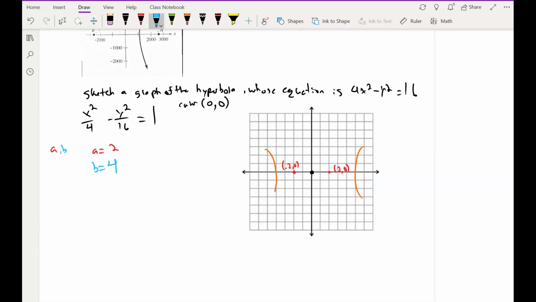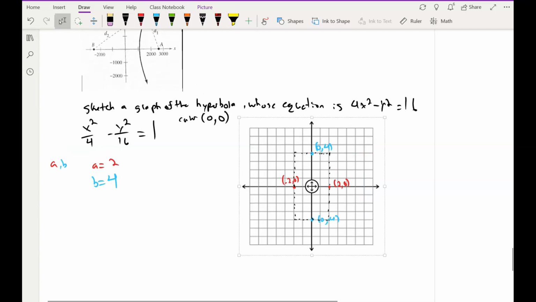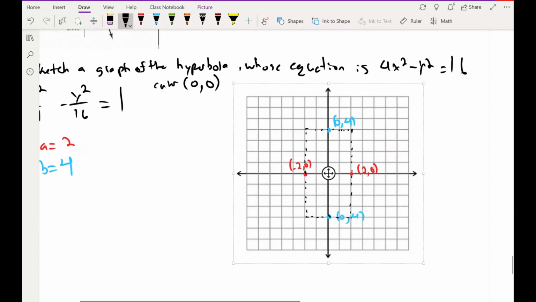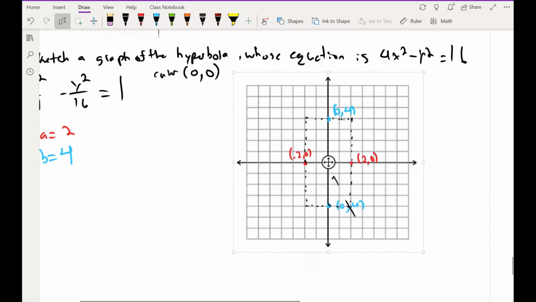Our b value is going to go up, so we go 1, 2, 3, 4 this way, and 4 in the negative direction. That would be 0, negative 4, and 0, positive 4 here. But really, we're just going to sketch our rectangle outline, and then from there we can make our asymptotes. At this point, I'm going to erase our thing there. We don't need to know the explicit equation for the asymptotes right now.